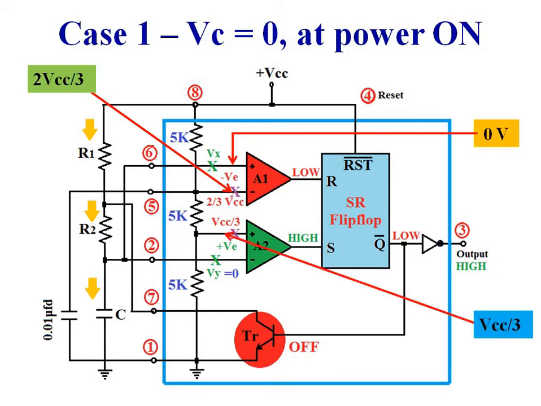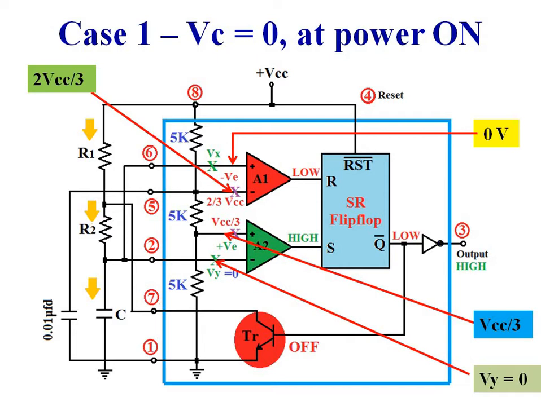Voltage at the non-inverting input of op-amp A2 is VCC by 3 and voltage at the inverting input of op-amp A2 is equal to 0 as capacitance is in the discharge condition. So, for op-amp A2, differential input voltage VID is positive, so output of op-amp A2 is high. For the SR flip-flop, S input is high. As S input is high and R input is low, for the SR flip-flop, Q is high or logic 1 and Q bar is low or logic 0.